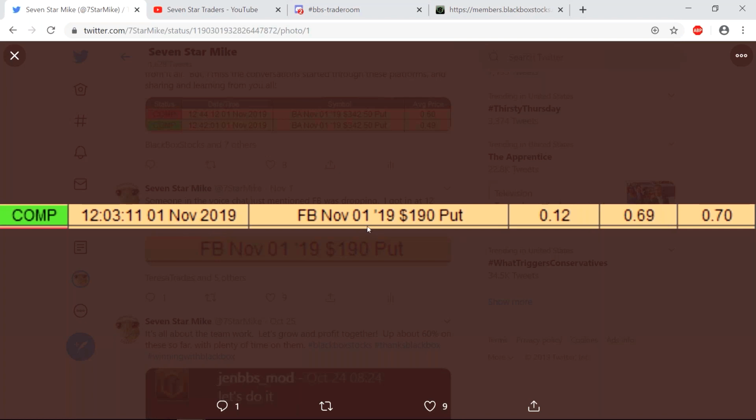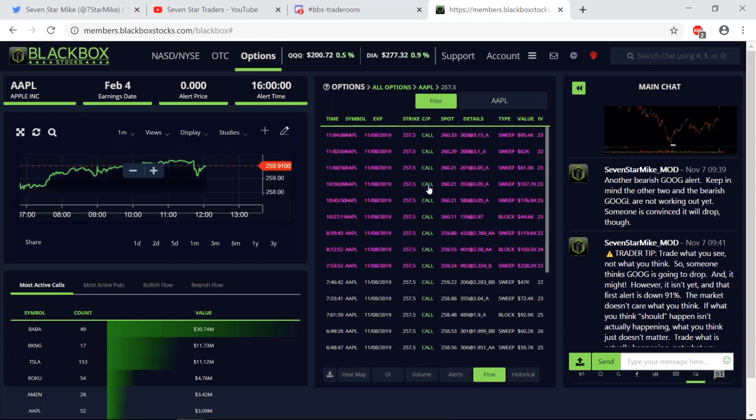So this was November 1, 190 put. Someone in the chat room casually mentioned, oh, hey, something's going on with Facebook. It's dropping. That was my entry at 12 cents. And the bid-ask spread when I took this graphic was 69 by 70. So that is a 475% gain. And that is literally because someone in the chat room said, oh, hey, Facebook is dropping. What's going on with Facebook? I wasn't watching Facebook at the time, so I pulled up the chart and I liked what I saw. I got in at 12 cents. Those went to 69 by 70 within minutes. And that was literally someone in our chat room that just said, oh, hey, guys, something's going on with Facebook.